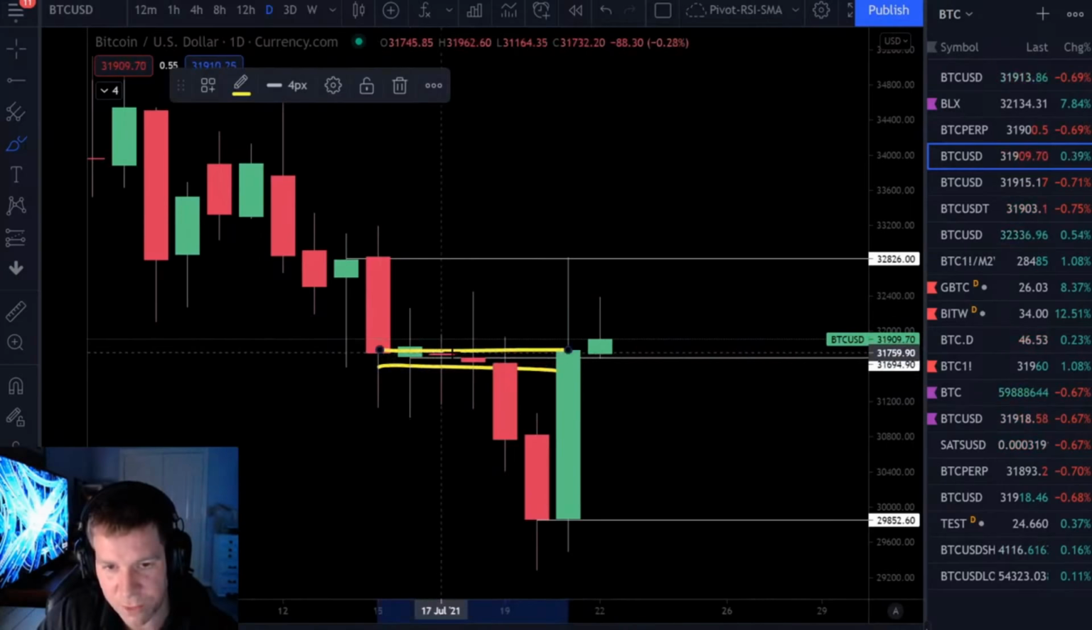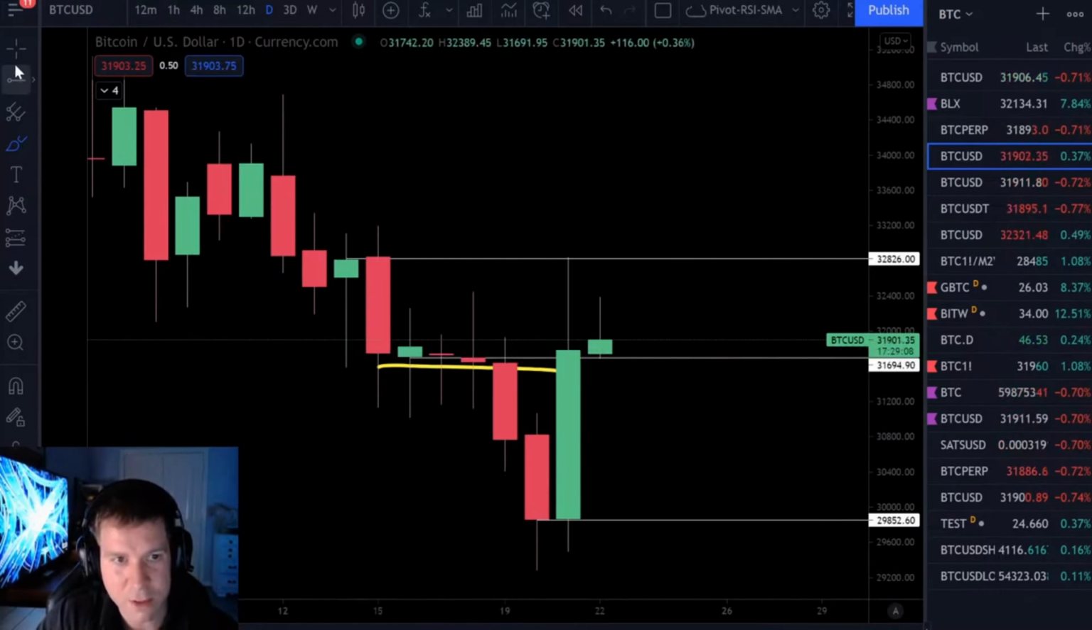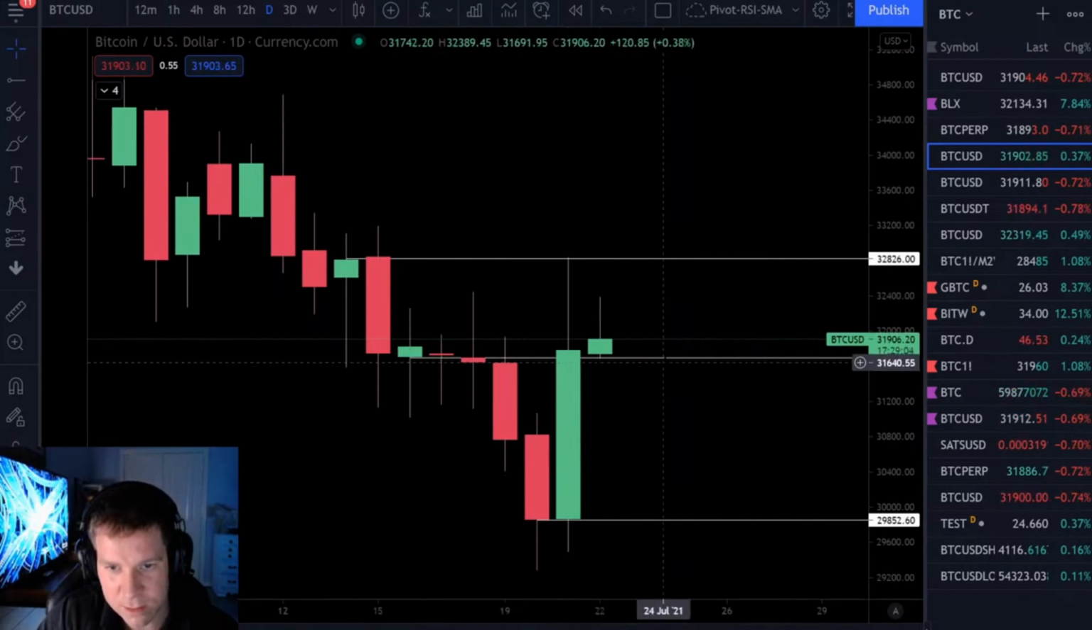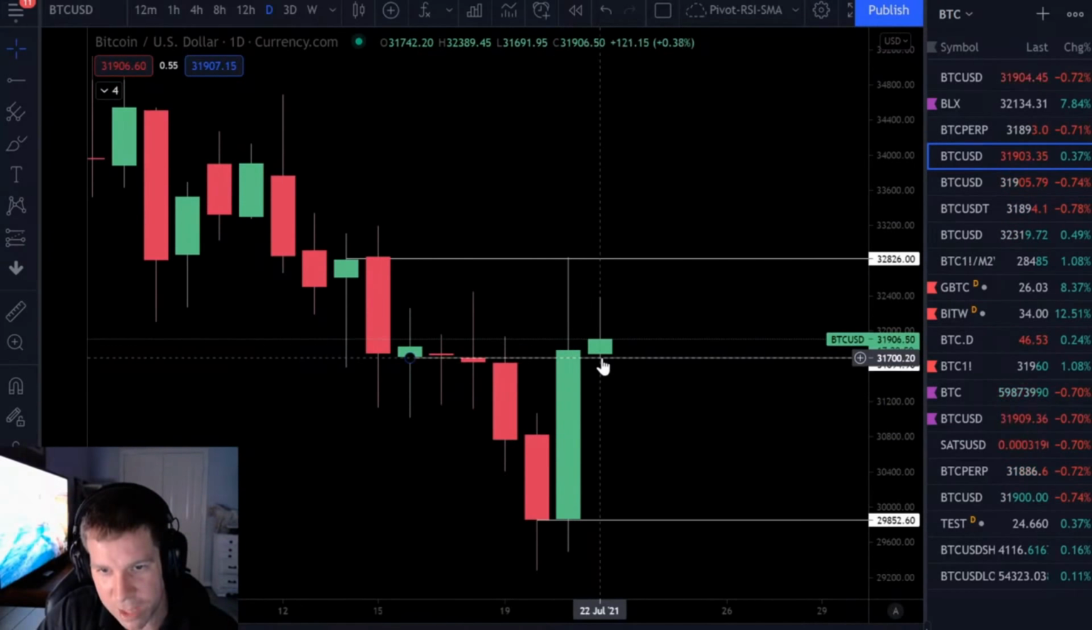So we had 3 days of small bodies and large wicks. This is a battle zone right here. So I'm going to draw my level as close to the median of that. And you see what happened here. The daily closed barely above it, and then we came back and wicked right to it.